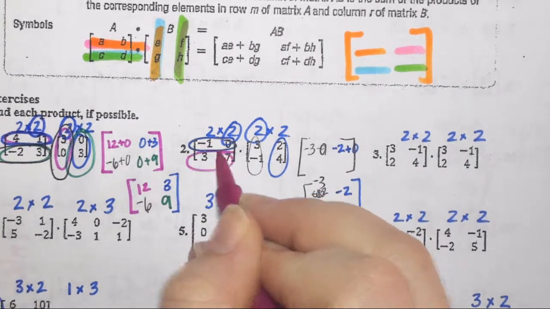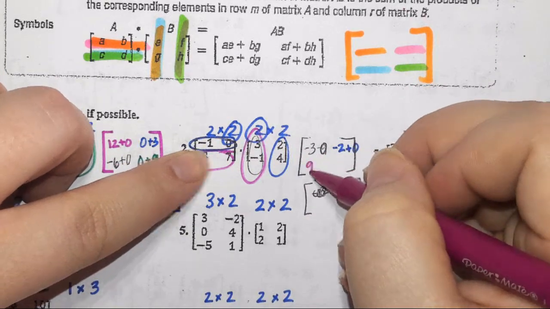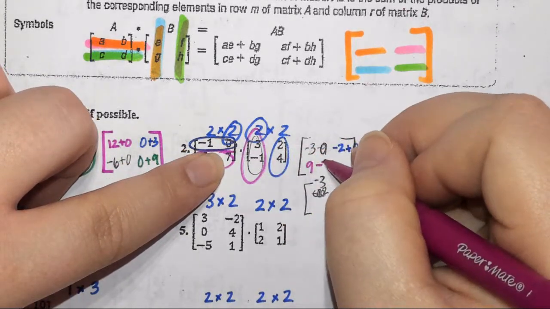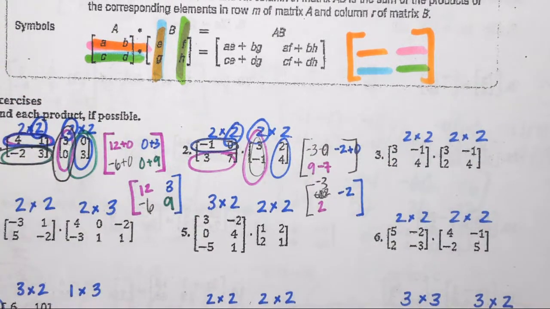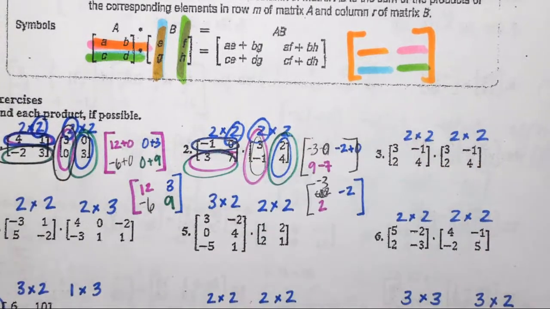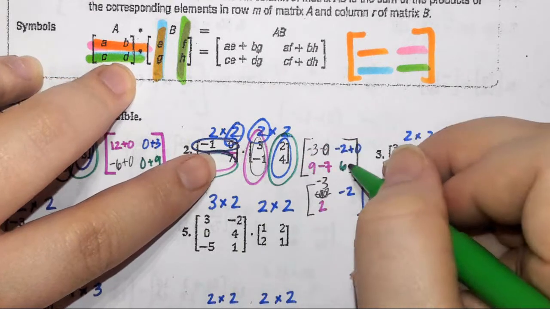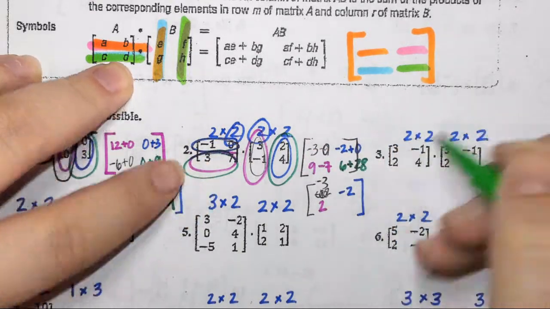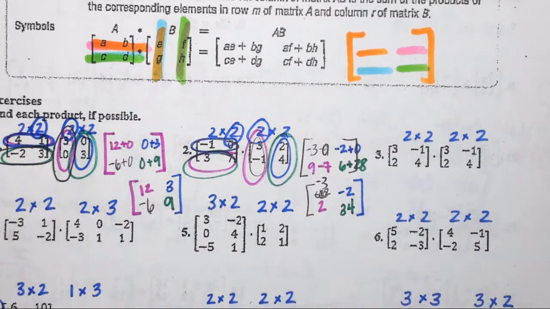I'll do my second row, first column. 3 times 3 is 9. 7 times 1 is negative 7. So 9 minus 7, which is 2. And then I'll do my second row, second column. 3 times 2 is 6. 7 times 4 is 28. So 6 plus 28, which is 34. So we should get negative 3, negative 2, 2, 34.